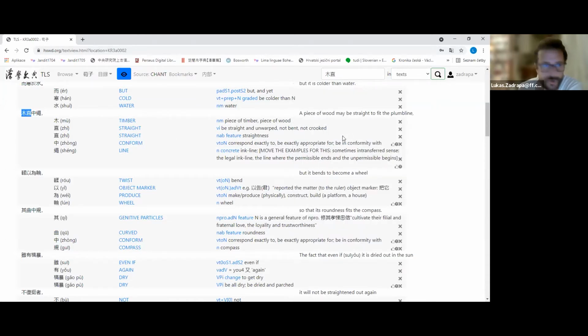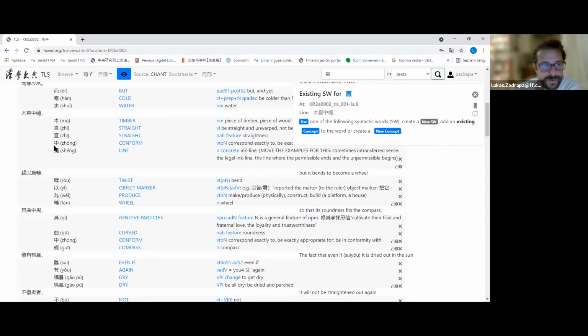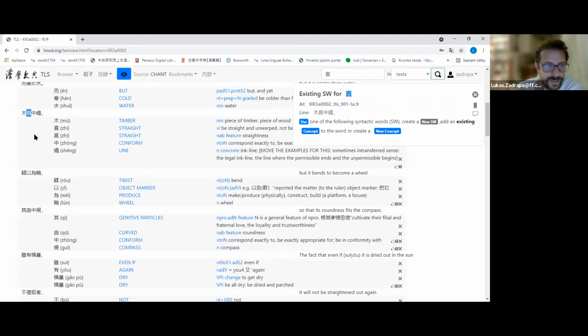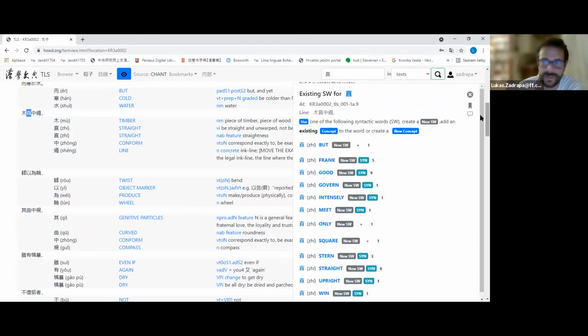Wood is straight, so it fits the plumb line, or it can mean the straightness of a piece of wood, so that it fits the plumb line. So again, it is underspecified, but one has to decide what kind of thing it is. So again, we come to the question of nominalization, whether it is nominalized and in which sense it is nominalized.